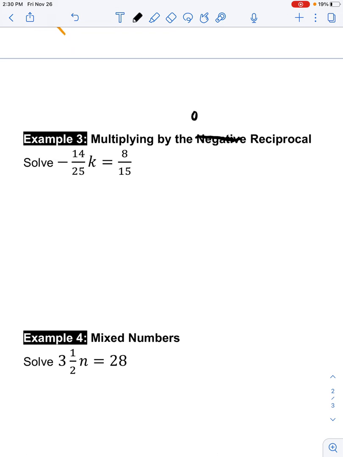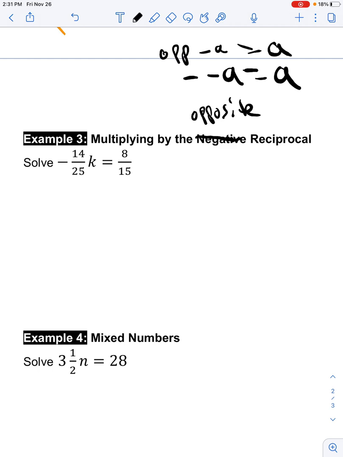So again, when you see this word negative, you can think about the word opposite, because the opposite of a negative number is a positive. I like the word opposite rather than negative, but depending on where you come from or what your future math classes are, sometimes they will refer to it as negative a, which equals a, instead of saying the opposite of negative a equals a. It's the same thing.